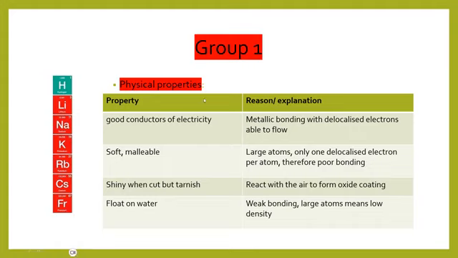But the properties we have to be able to explain, and your way through their understanding is to tell them a property and then explain it. So they need to know the property and the explanation. So group 1, good conductors of electricity, yes. Oh, they've got delocalized electrons. Okay, fine. They're soft because they're big atoms and their metallic bonding is weak. They are shiny when they're cut, but because they're very reactive, they tarnish very quickly, they float on water, etc. So you need to give them the explanation as well as the property.